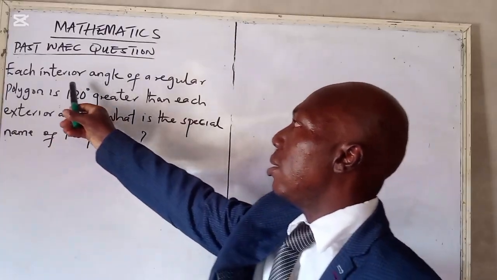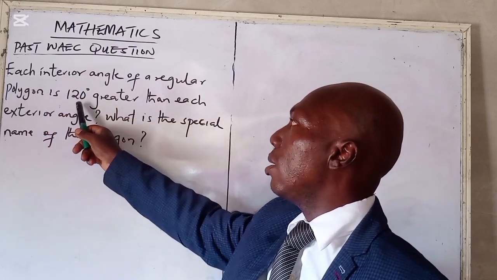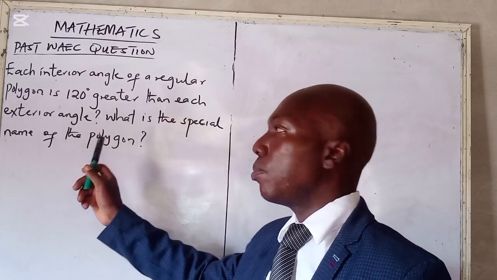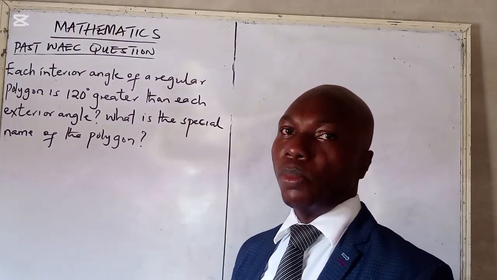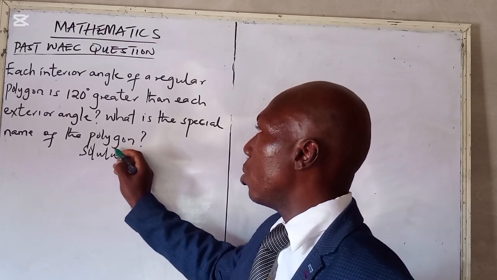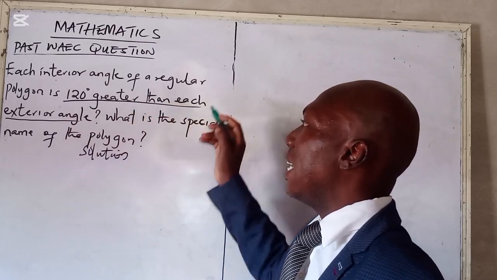So look at this problem. Each interior angle of a regular polygon is 120 degrees greater than each exterior angle. What is the special name of the polygon? So we have the solution. This statement means a lot: 120 degrees greater than each exterior angle.